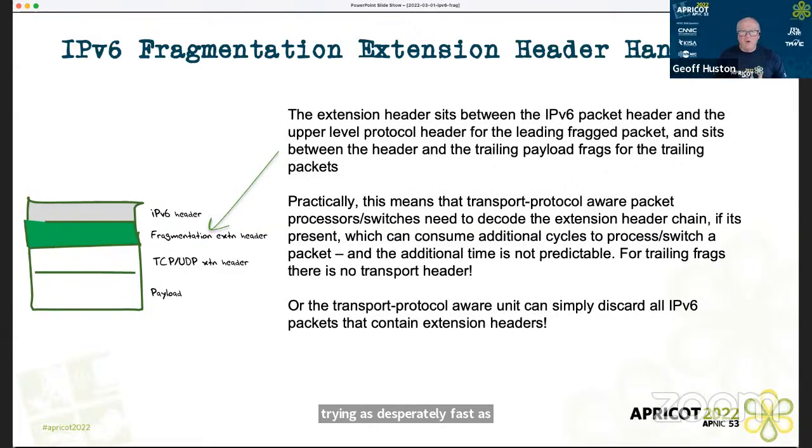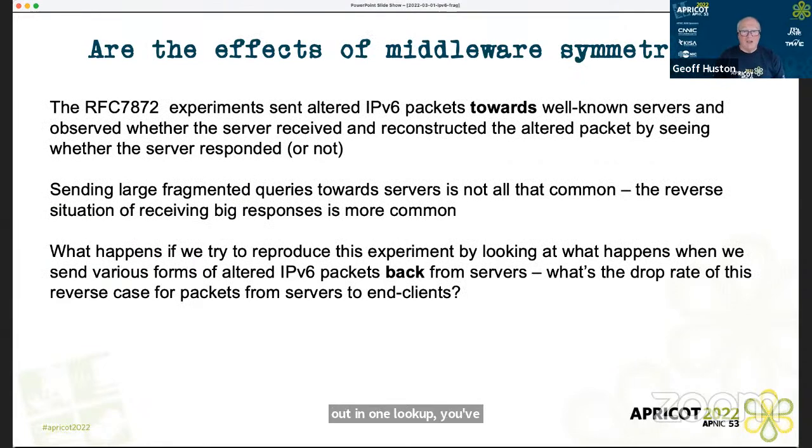So if you're doing that kind of transport-aware switching, in V6, you've got a real problem if there's an extension header, and particularly with a fragmentation extension header. Now, that test that Fernando Gont and that crew did was actually, I think, the wrong way. It was sending a packet to the server. Big packets don't get sent to servers. Servers send big packets to clients.